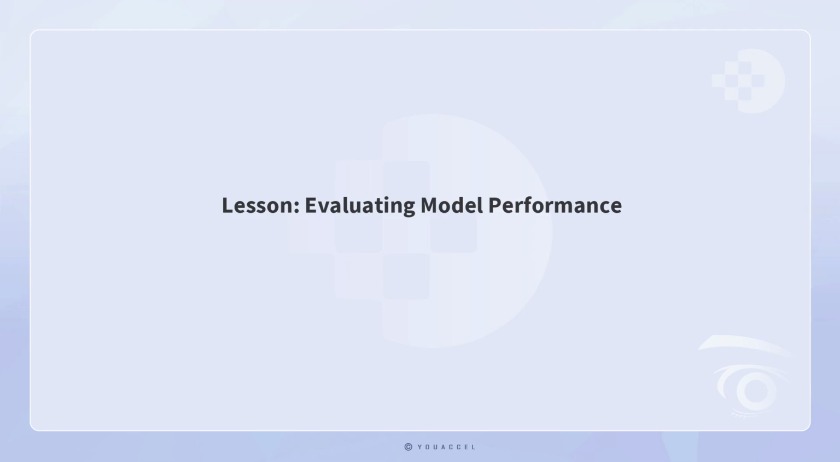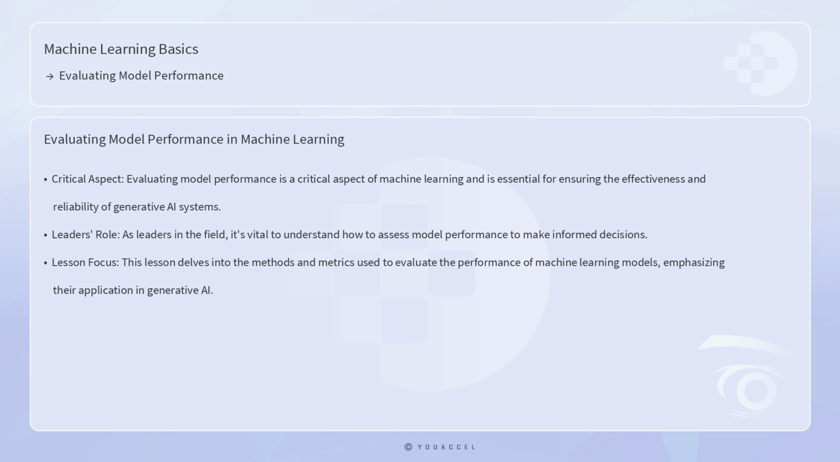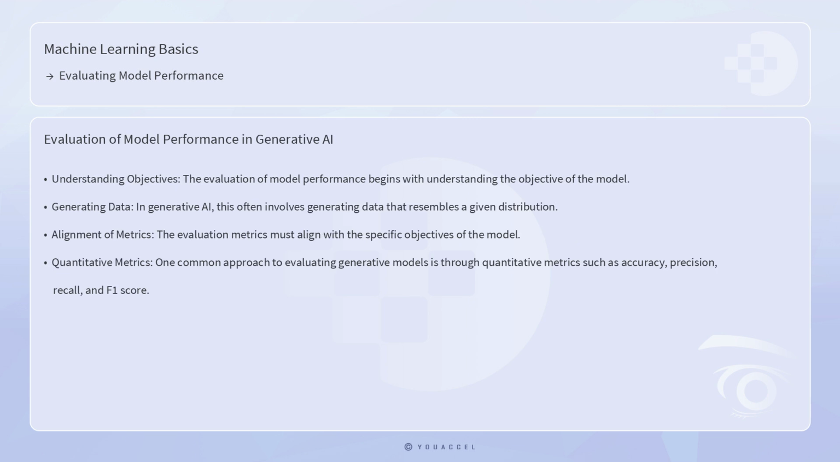Lesson: Evaluating Model Performance. Evaluating model performance is a critical aspect of machine learning and is essential for ensuring the effectiveness and reliability of generative AI systems. As leaders in the field, it's vital to understand how to assess model performance to make informed decisions and optimize the deployment of AI solutions. This lesson delves into the methods and metrics used to evaluate the performance of machine learning models, emphasizing their application in generative AI.